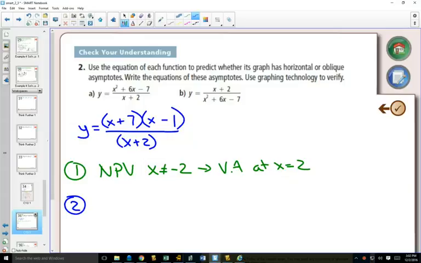We do that by looking at the highest degree in our equation. In this case, it's x squared. So we have an x squared on the top, and we have no x squareds on the bottom. That is not possible. You're dividing by 0. And since it's not possible, we are going to have an oblique asymptote.